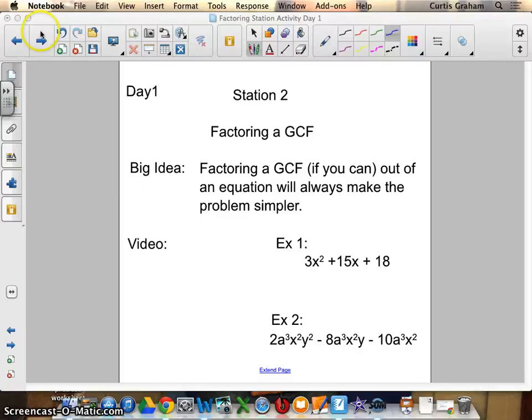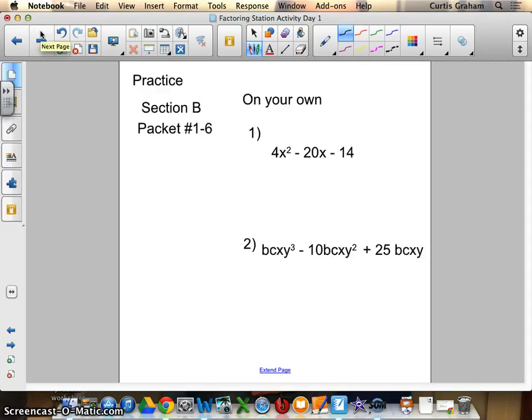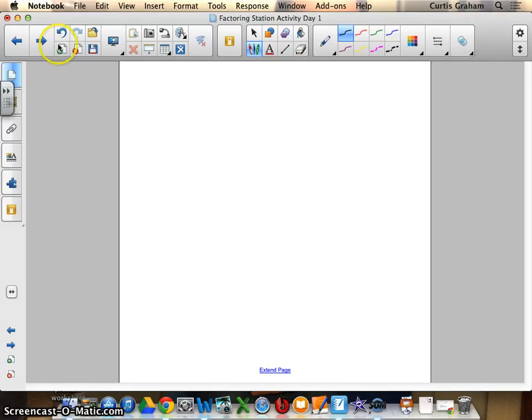All right, welcome to factoring a GCF. So just again to reiterate, factoring is the inverse of FOILing. Like when you FOIL, you multiply; when you factor, you're dividing. So we want to try and get back to our original kind of statement.